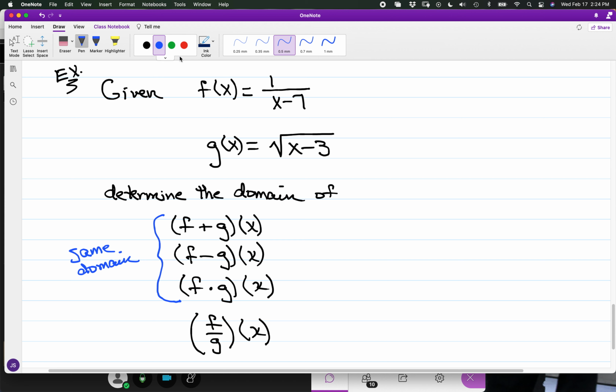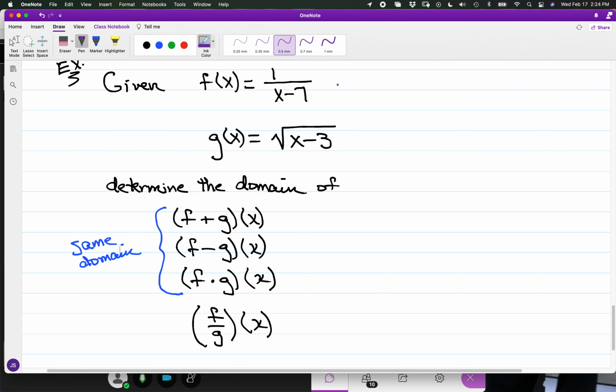And let me mention, for f of x equal to 1 over x minus 7, now we have a fraction. And for this fraction to be defined, the bottom part cannot be 0. So x minus 7 cannot be 0. So x cannot be equal to 7.